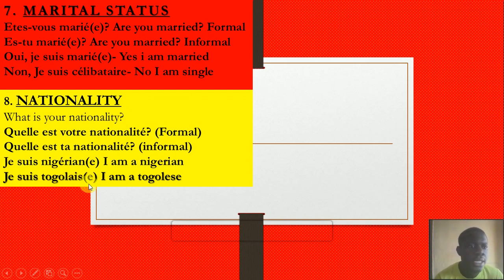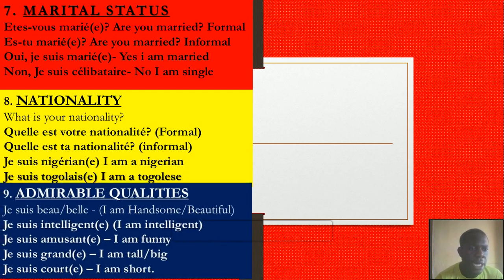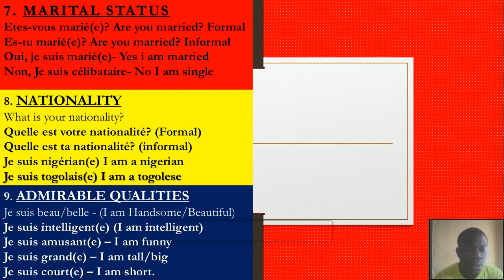We're going to the next step, which is number 9, and we're talking about admirable qualities. You want to tell us more about yourself, some internal qualities or physical qualities, external. Number 1 here is, if you want to say I am handsome as a boy, how will you say that? Say je suis beau.